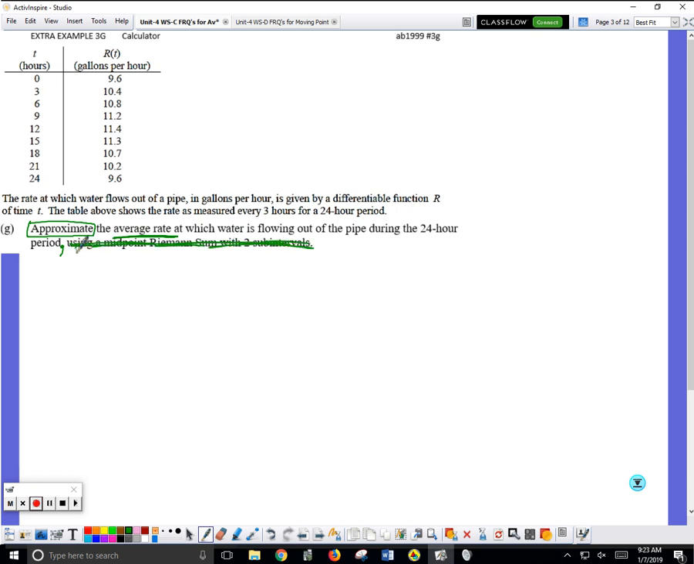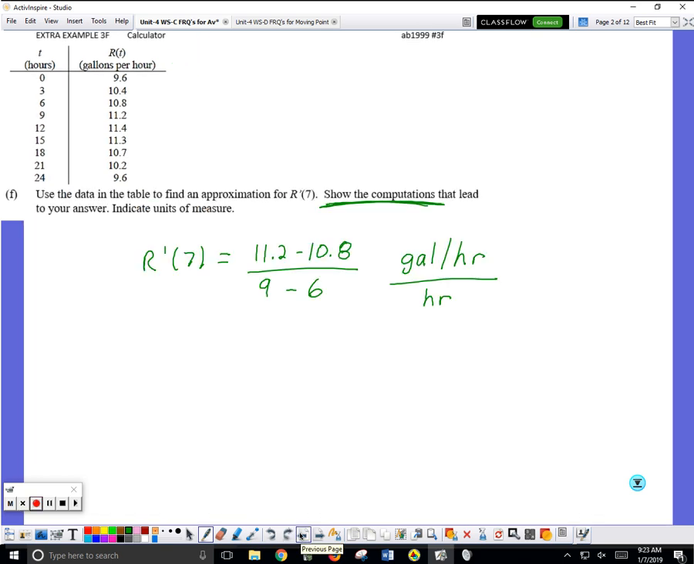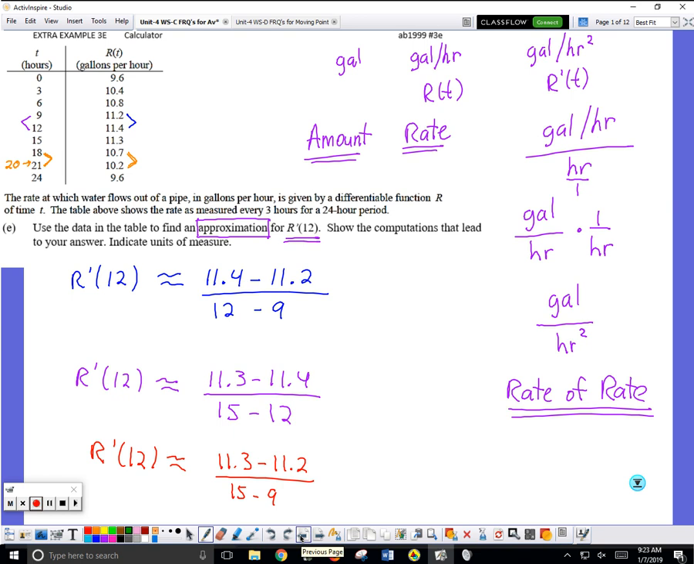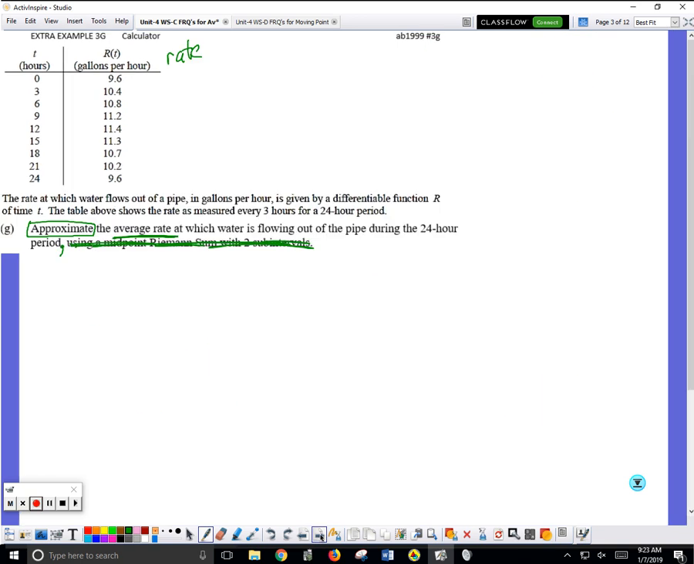I'm approximating the average rate at which water flows out of the pipe. So I need to find the average rate. Well, this is already a rate. As I showed you on the previous page, when we made Danica's chart, they're giving you a rate. That's where we're starting. They're asking us to find the average rate.